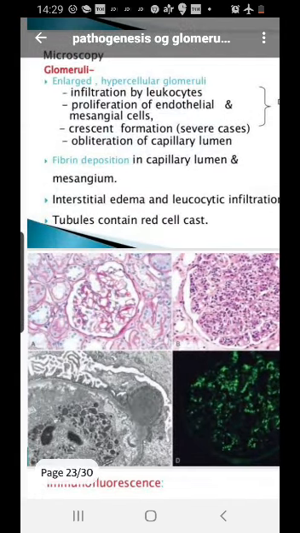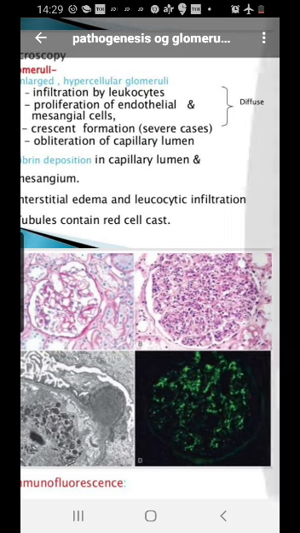Now if you see the immune complex deposition, it is present in the subepithelial region. We call it sub-epithelial because it is outside, behind the capillary loop.